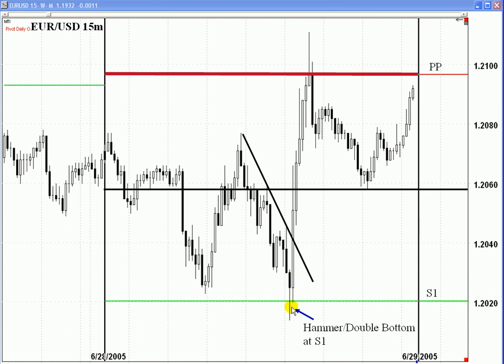Here we see a nice hammer and a double bottom at S1 before price begins to rally. Now, if you're not comfortable with trading down here, you can wait for the break through the trend line, but of course your stop will be bigger. And be sure to calculate and place your profit levels before the central pivot or other key levels that have been established above your entry.